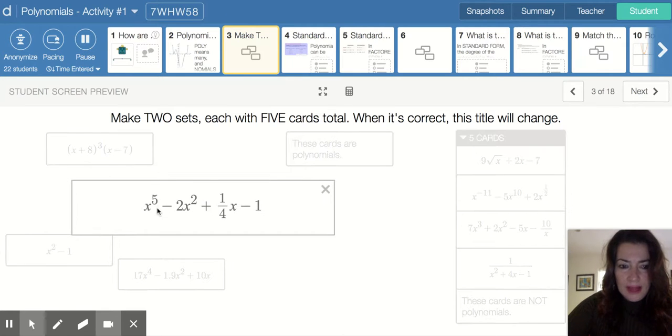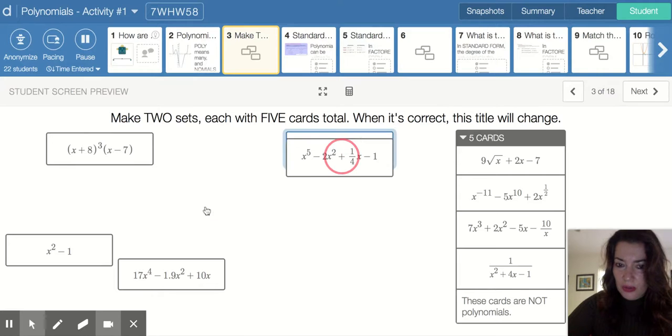And looking at these, x to the 5th minus 2x squared. Remember, you can have a fraction multiplying your variable. That's okay, as long as it's not an exponent. So this is a polynomial.